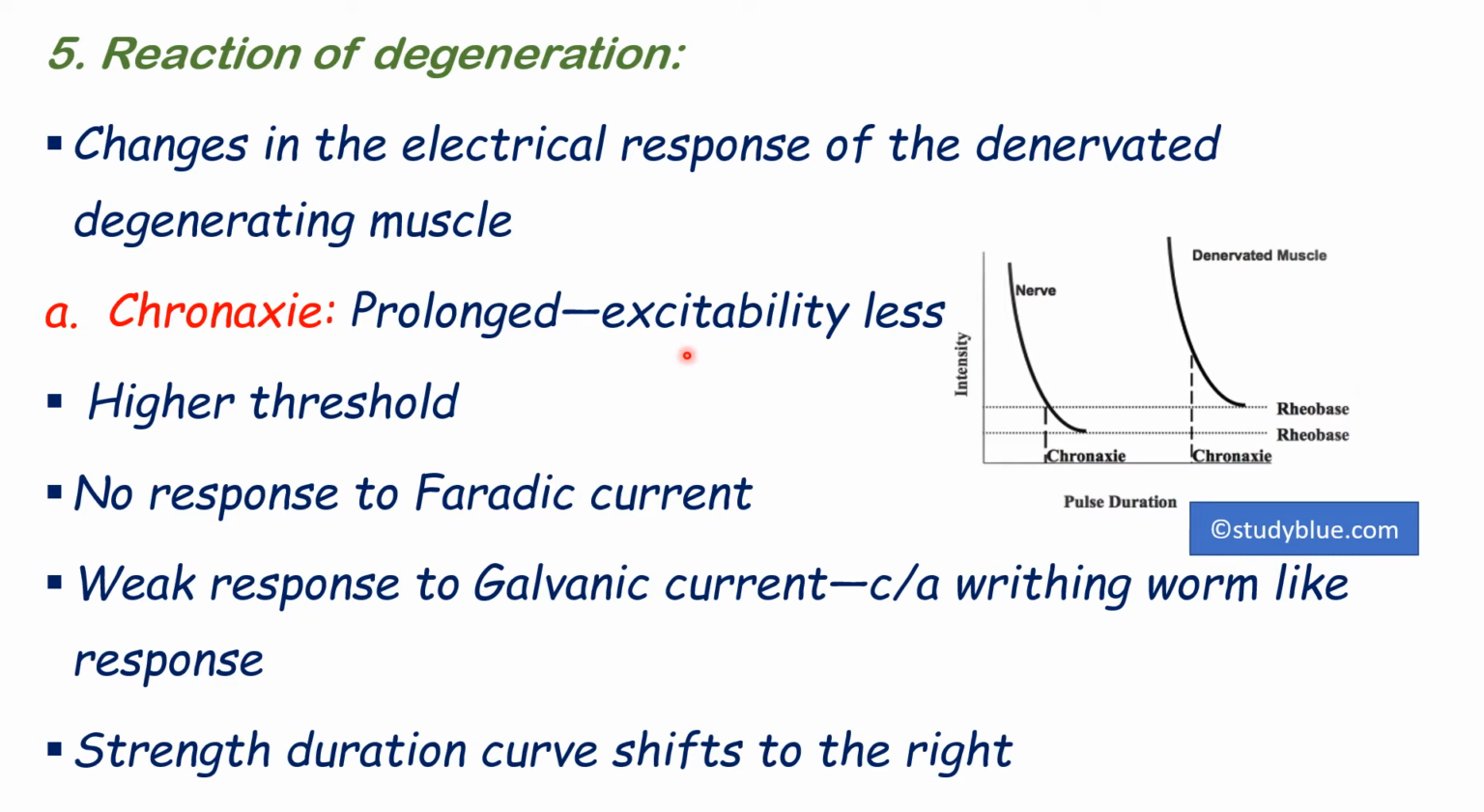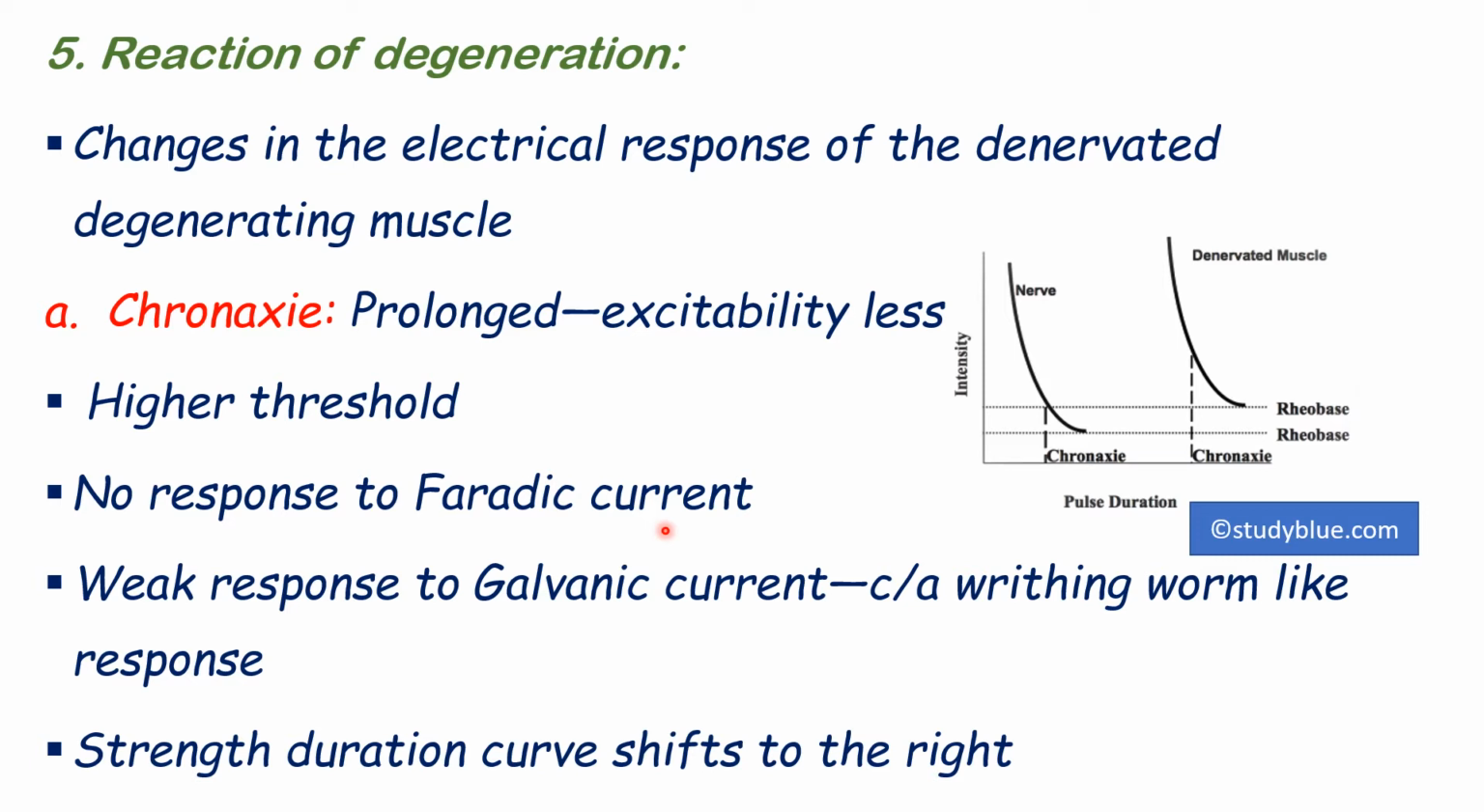But here the chronaxie is further prolonged than the normal muscle which is being innervated. So here the prolonged chronaxie is there with less excitability and the threshold is also higher. Another very important feature of this is that the muscle shows no response to Faraday current. Faraday current is the alternating current or the induced current.